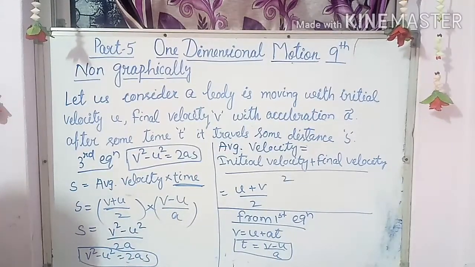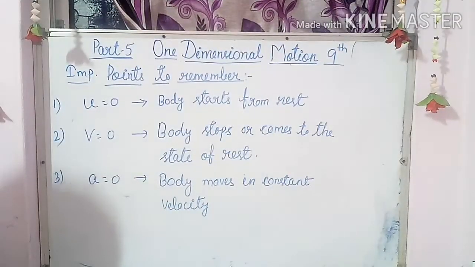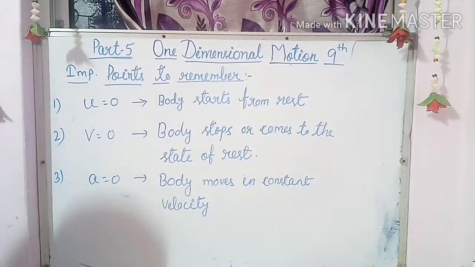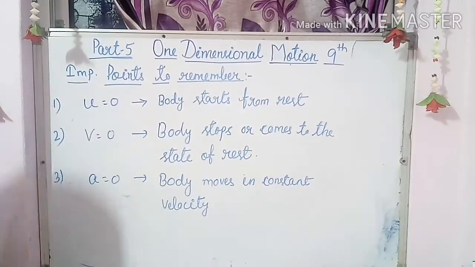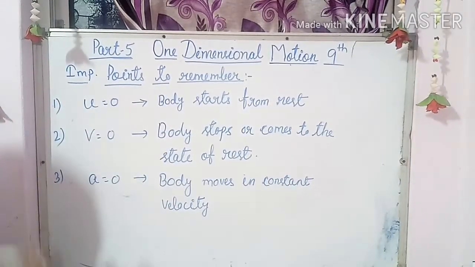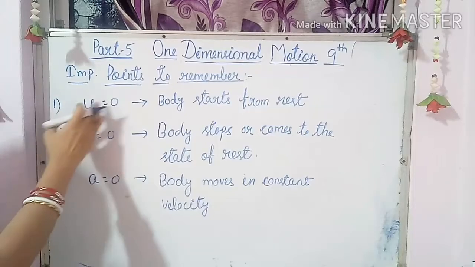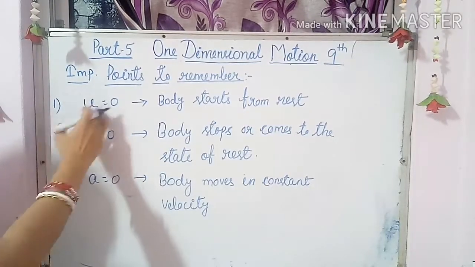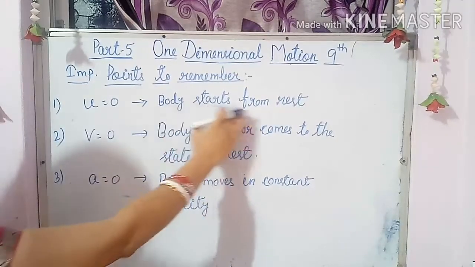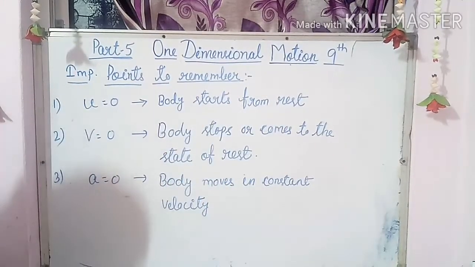Now you can note it in your fair note. Now children, you can see that here I have written 3 points, and here also I have written important points to remember. I have given the heading. What are the 3 points? That is U equal to 0. Means, as you know, U means initial velocity. So if you are taking initial velocity equal to 0, or you can say symbolically U equal to 0, means body starts from rest. So when will it be applicable?